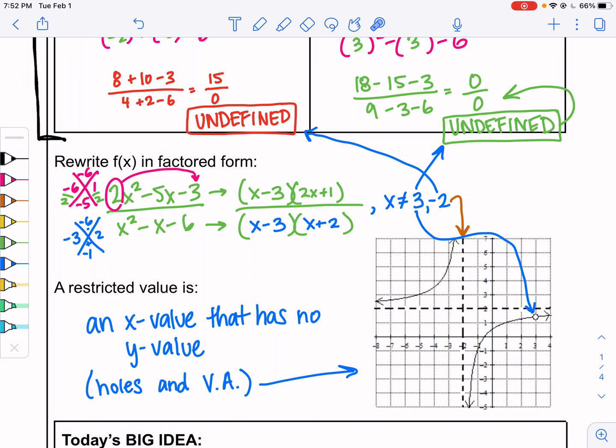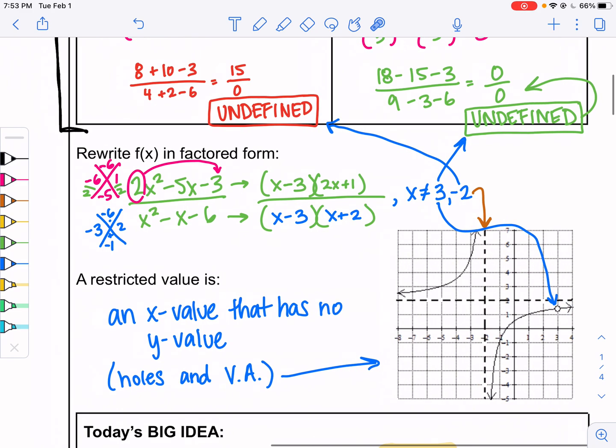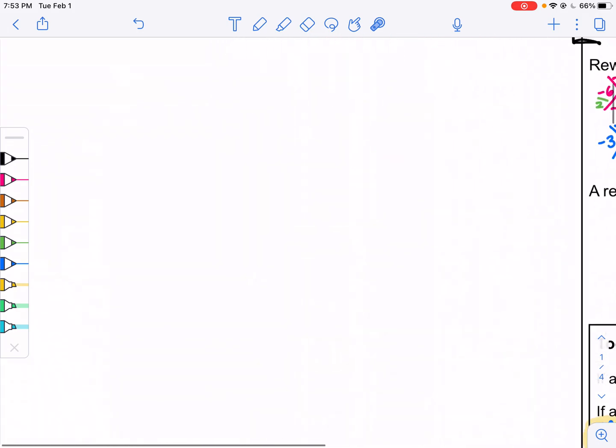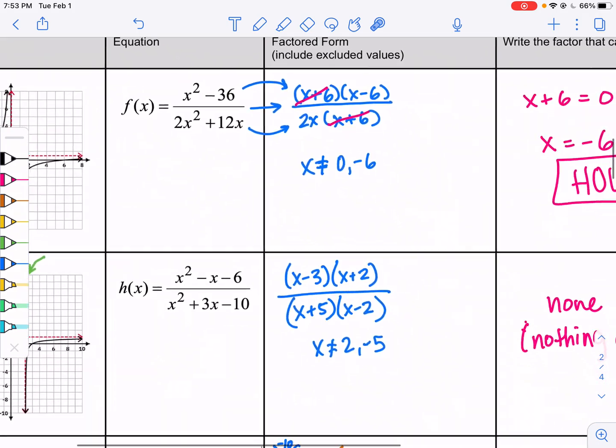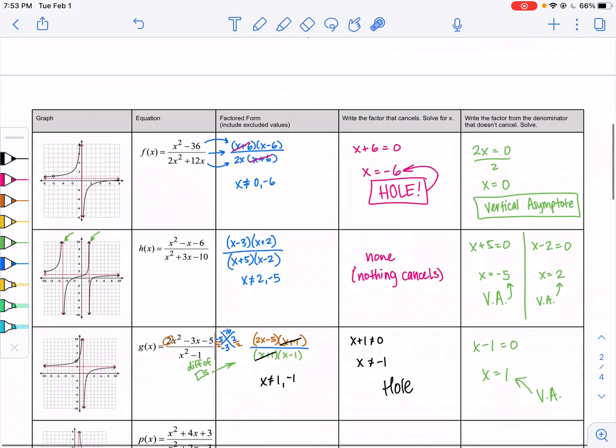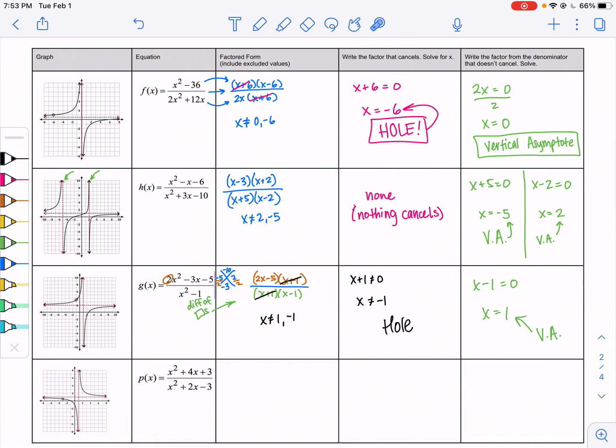But a restricted value is an x value that has no y value, right? So it's an x like 3 or like -2 where the function does not exist. We see that in particular with holes and with vertical asymptotes. We're going to save our big idea for right now, but our goal is to go down here and fill in each of these boxes. I'll do the first one with you.